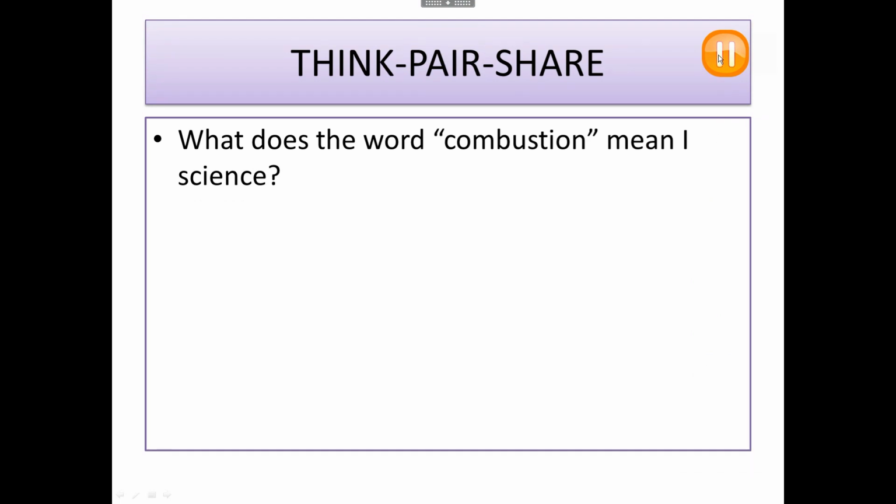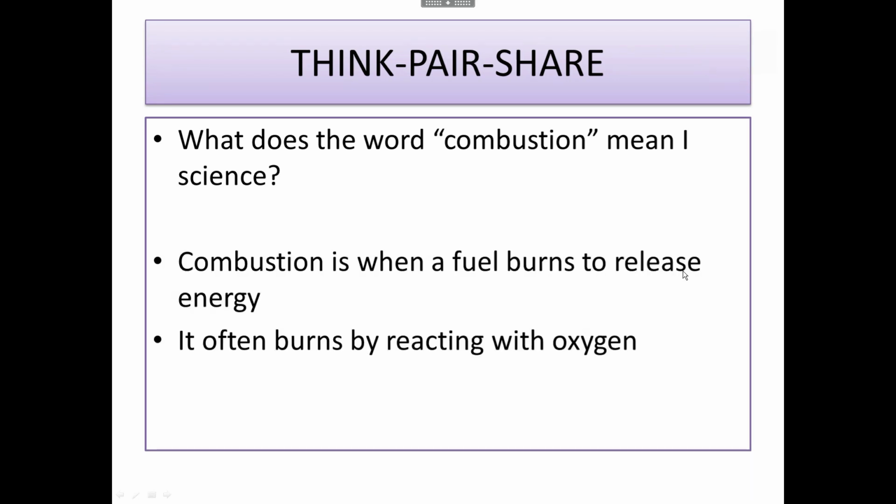What does the word combustion mean in science? What does the word combustion mean on its own? So don't worry about complete or incomplete for this question. Just the word combustion. What does it mean? Pause it now. Okay, on its own, the word combustion means when a fuel burns to release energy. Right, so combustion is when a fuel is burnt to release its energy, and it burns by reacting with oxygen.